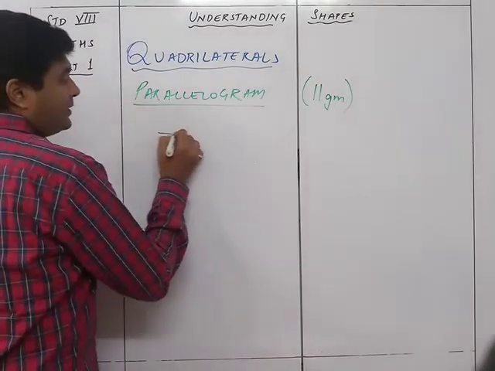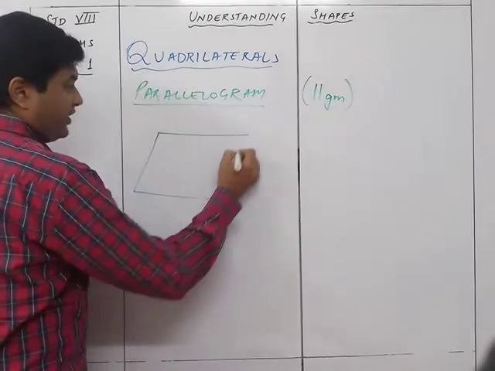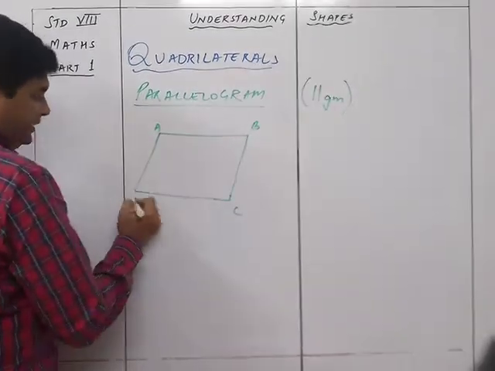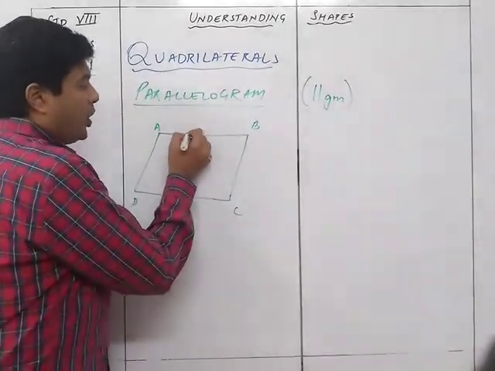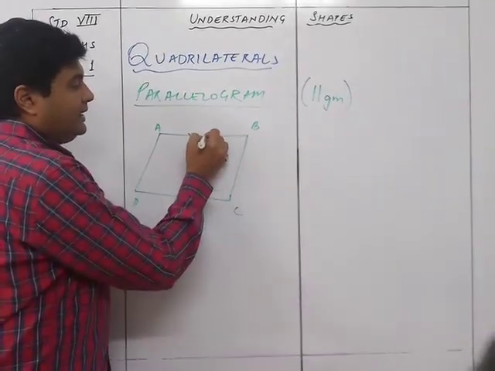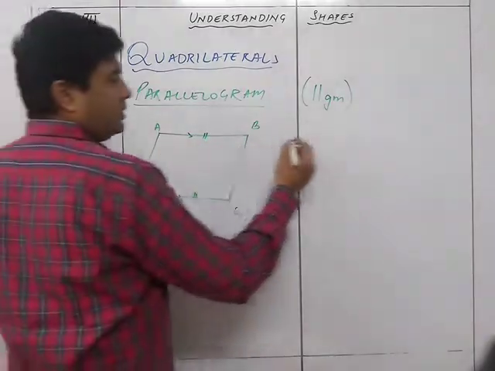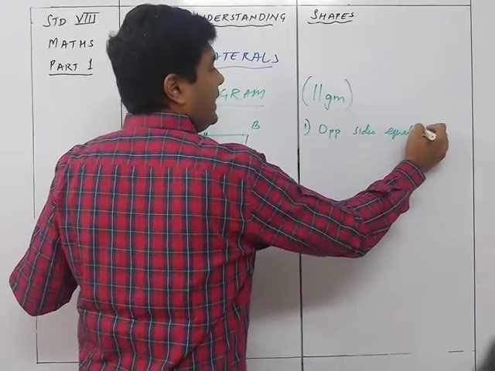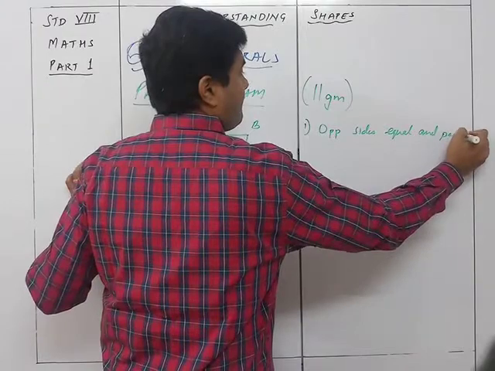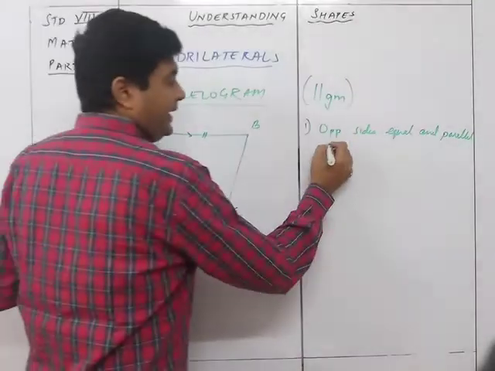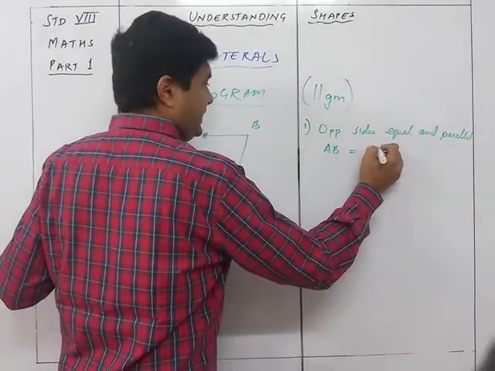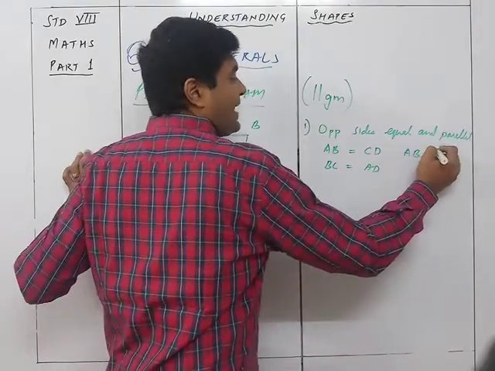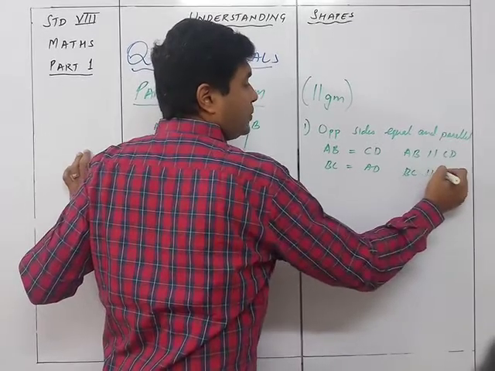So the first thing is a parallelogram. Again, it's a four-sided figure, closed figure, like A, B, C, D. Here the main thing is that the opposite sides are equal and parallel. That means first thing is opposite sides equal and parallel. That means AB is equal to CD, BC is equal to AD, AB is parallel to CD, and BC is parallel to AD.